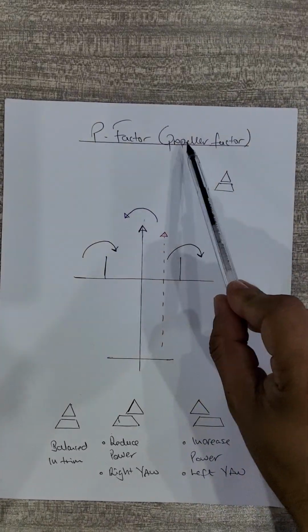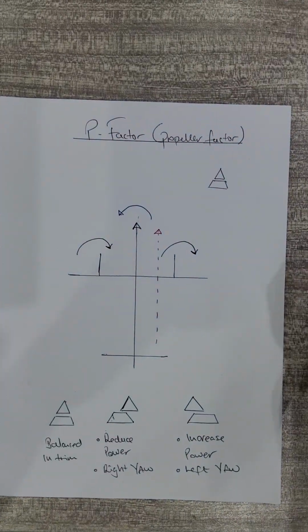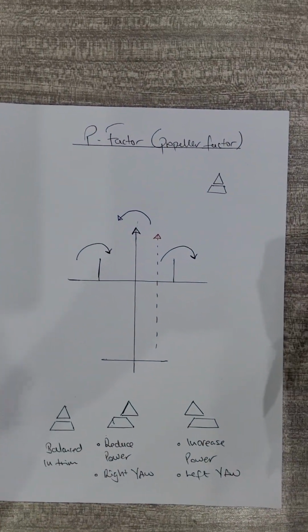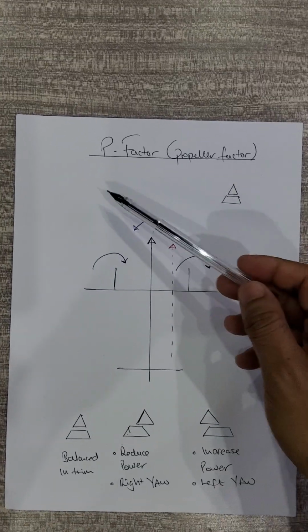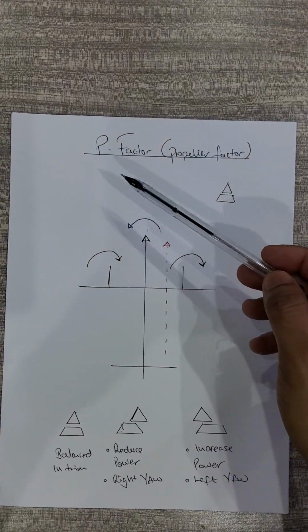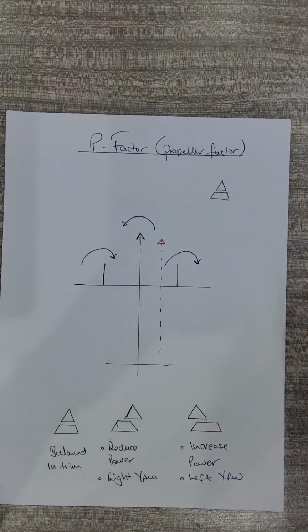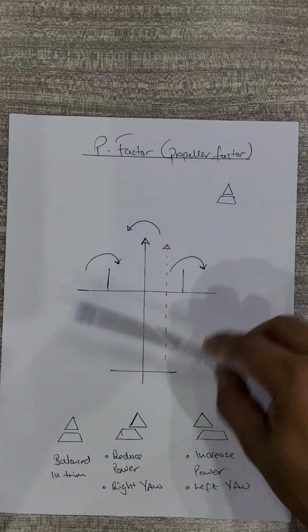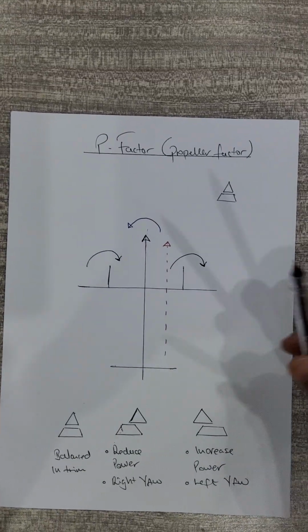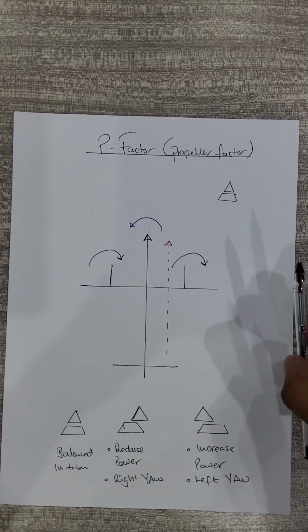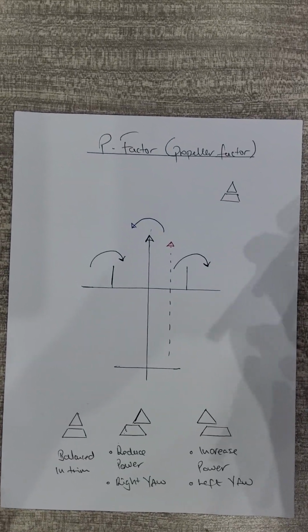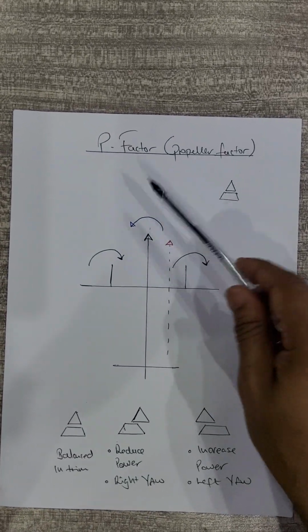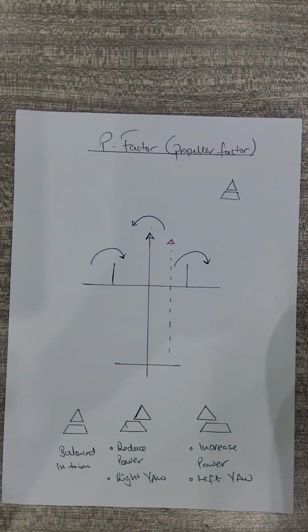So the P stands for propeller, according to my knowledge, unless it stands for something else that I'm not sure, but it's to do with a factor that has to do with a propeller, so it's called a P factor. So what I've just drawn here is a simple and quick explanation on what happens when we take into account the propeller factor or P factor.